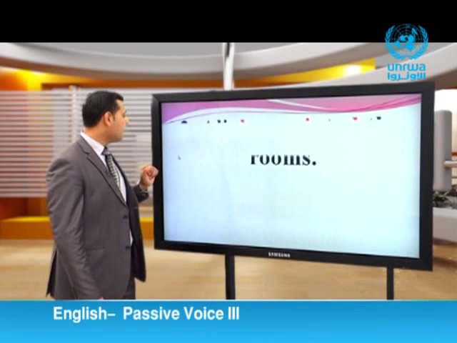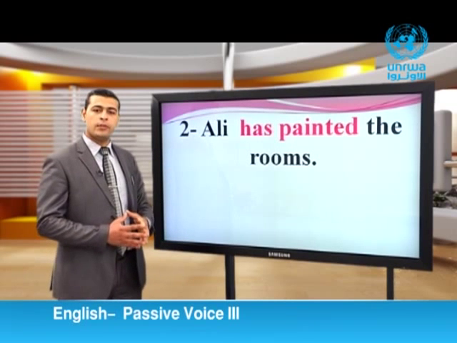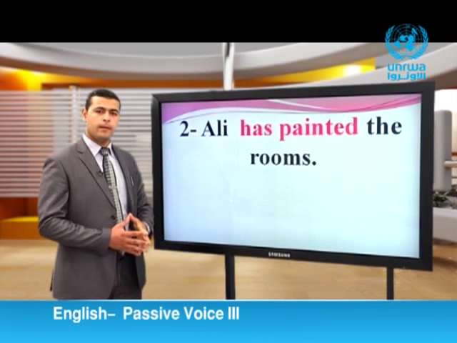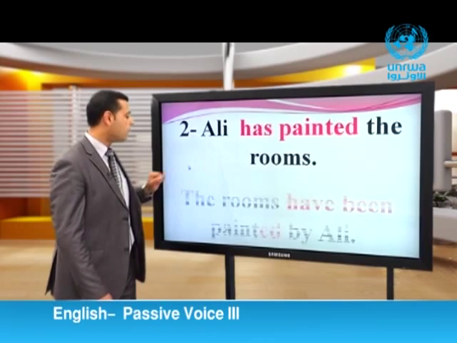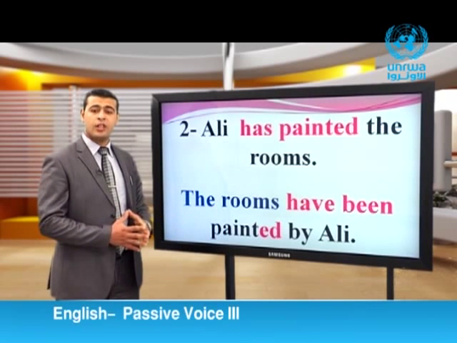All right, here is the second example. Ali has painted the rooms. Let's see how we can change this sentence from active to passive. Look here. The rooms, الغرف, and this subject is plural. هذا الفاعل هو فاعل جمع.